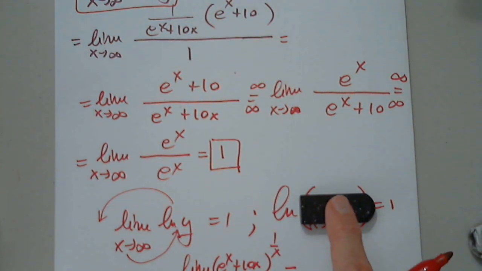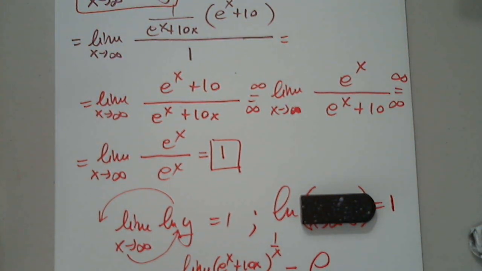What could this be so that the natural log is 1? It's e. Or e to the first power equals that. Same thing.